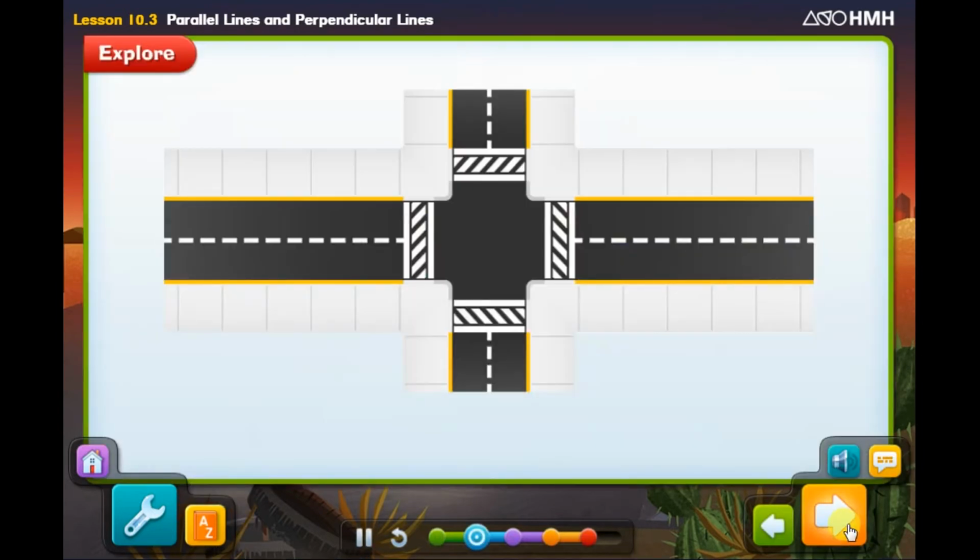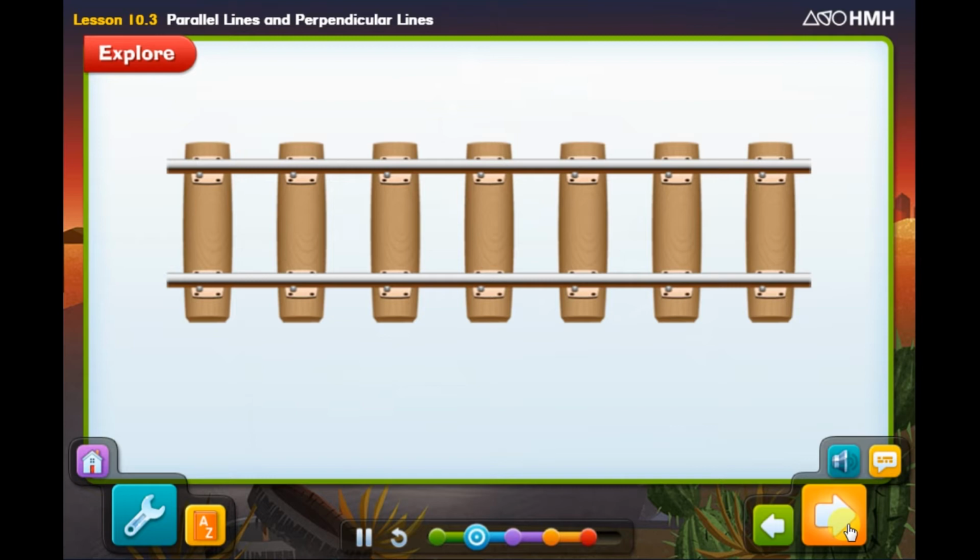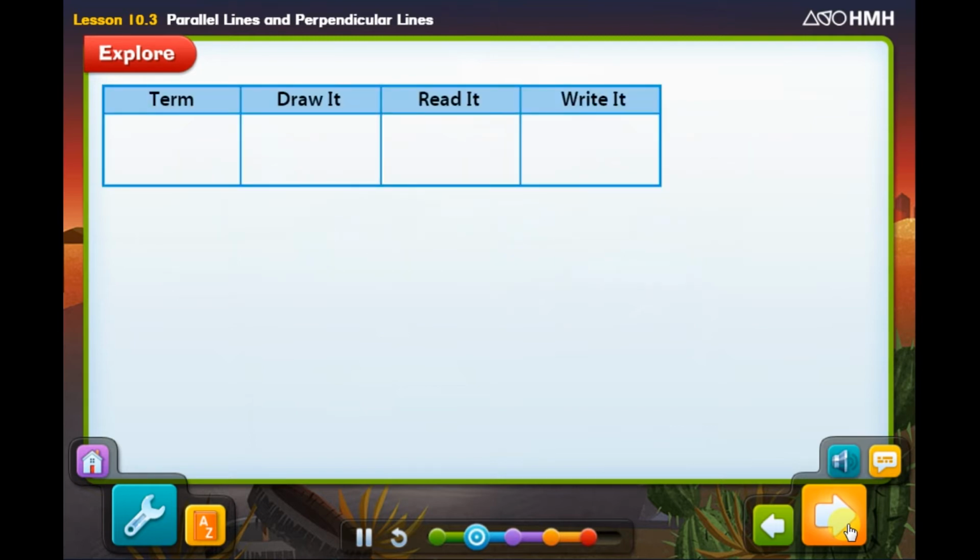There are models of lines all around you. For example, two streets that cross each other model intersecting lines. Metal rails on a train track that never cross model parallel lines. You can explore different types of lines. Intersecting lines are lines in a plane that cross at exactly one point. How would you draw intersecting lines?